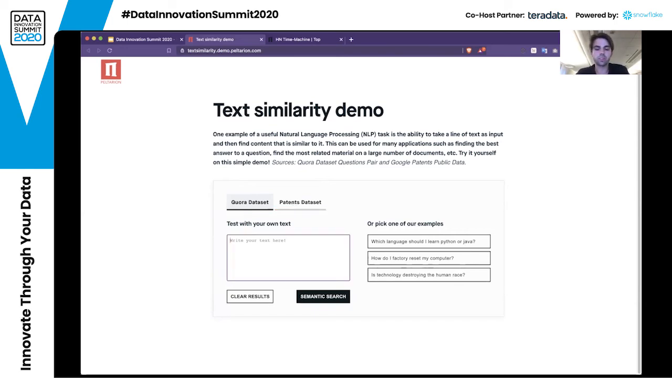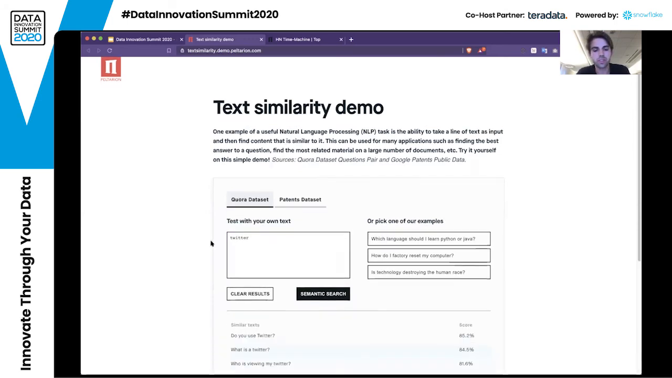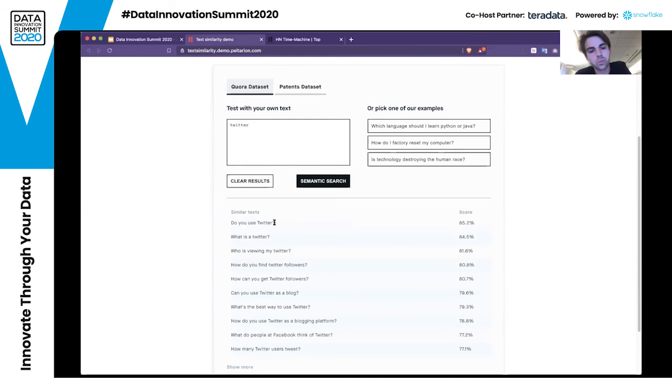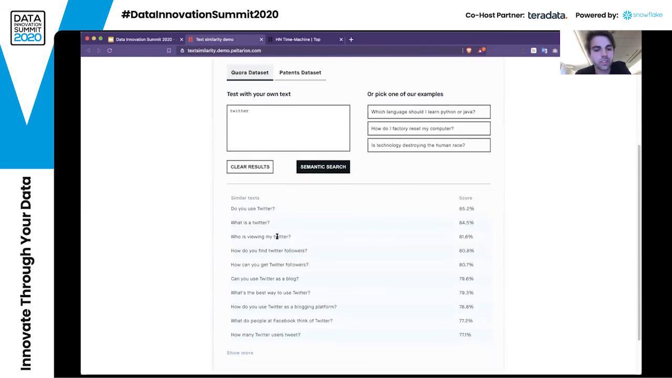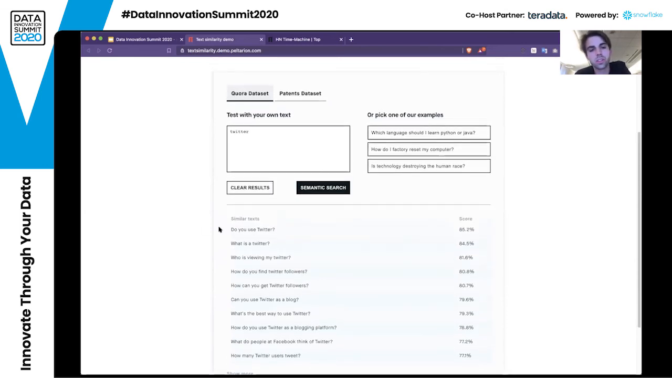So, for example, if we search Twitter here on the Quora index, you can see, do you use Twitter? What is Twitter? Who is viewing Twitter? So, like on Quora, there's of course a lot of questions about Twitter, so you will find questions about Twitter.